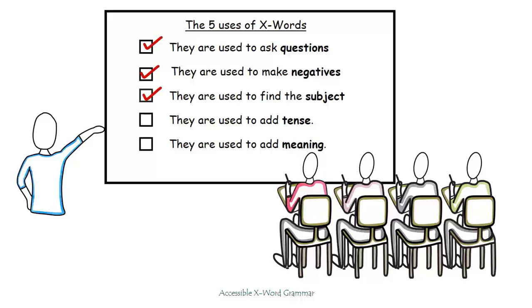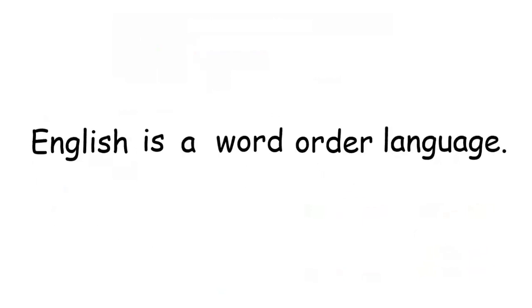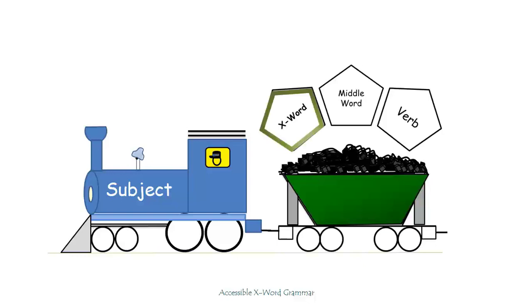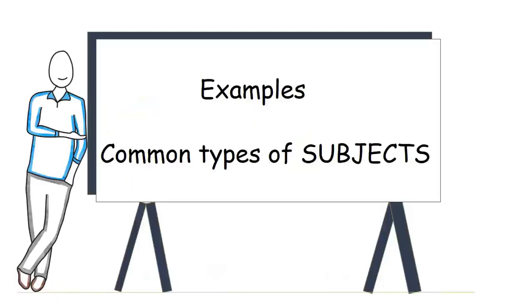We know that English is a word order language. The subject comes first, then the verb phrase. The first thing in the verb phrase is the X word. To find the subject, first find the X word. Everything between the X word and the beginning of the sentence is the subject. Let's look at some examples.